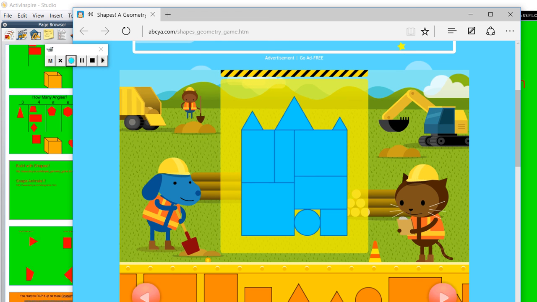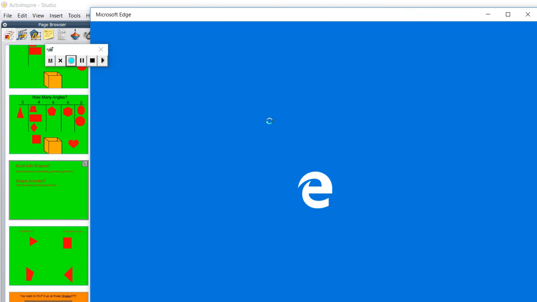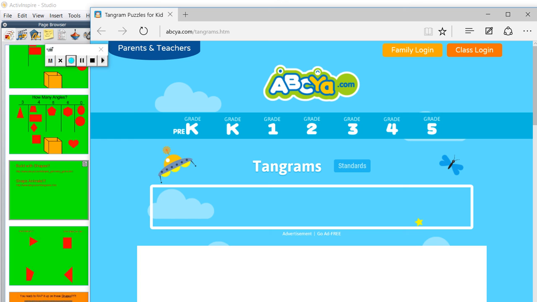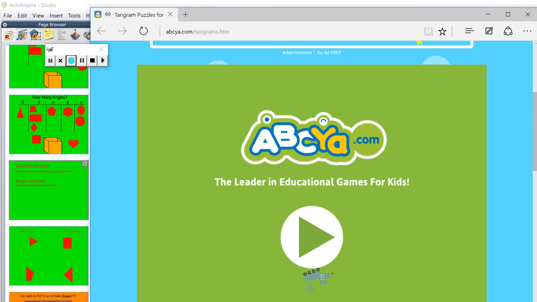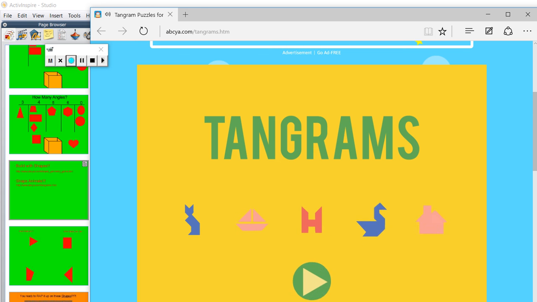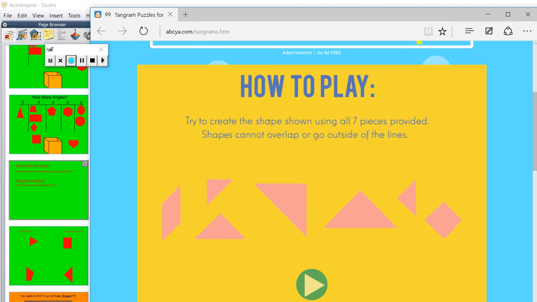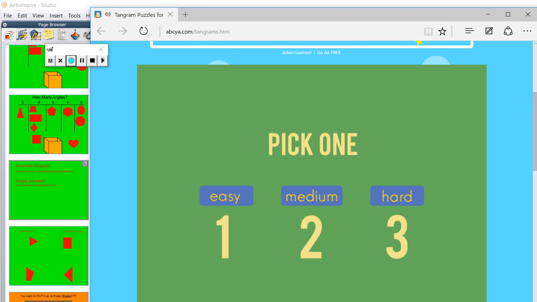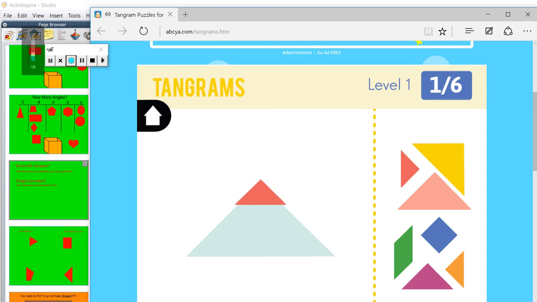Okay, so that's just one of our lessons that we have. Our other one is tangrams. So this is something that we will do hands-on in class also, but this is another activity that will reinforce the tangram idea of playing and working with shapes. Turn that volume down a little bit. Okay, so I have this.